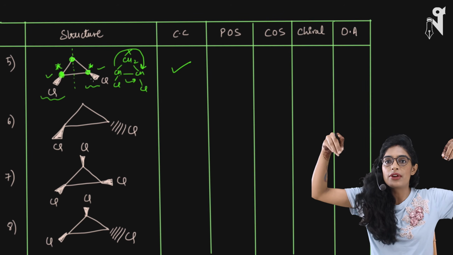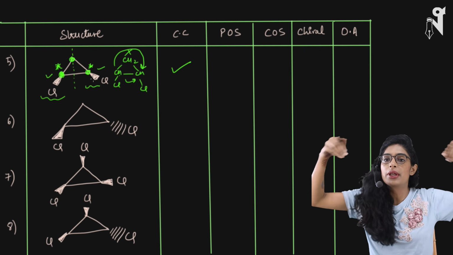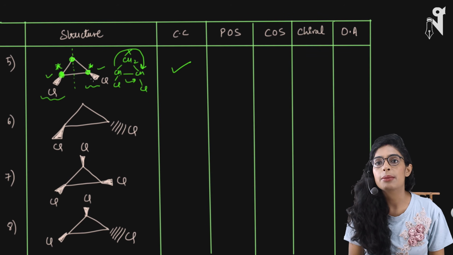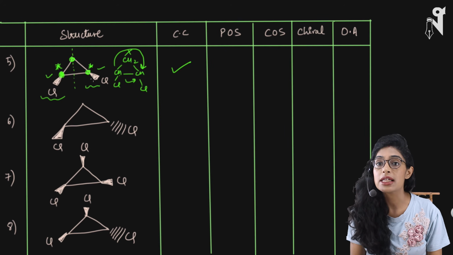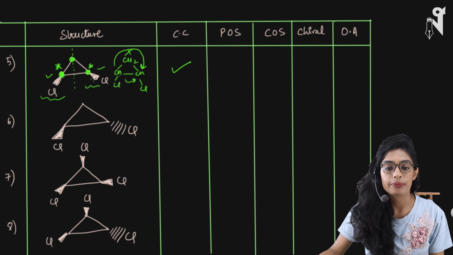Both of the chlorines are facing each other. They are making their own mirror images. The two equal halves are actually mirror images of each other. Hence, it does possess the POS.